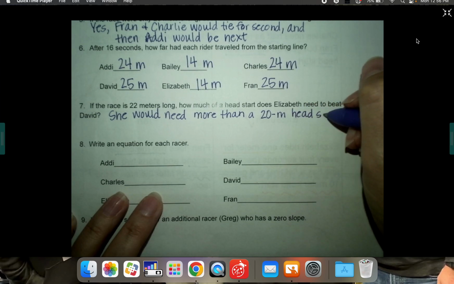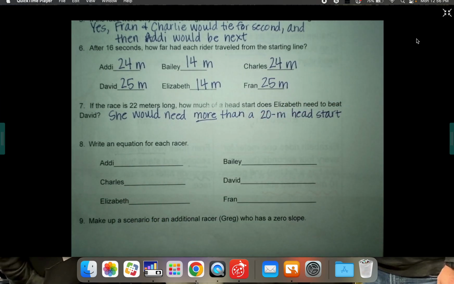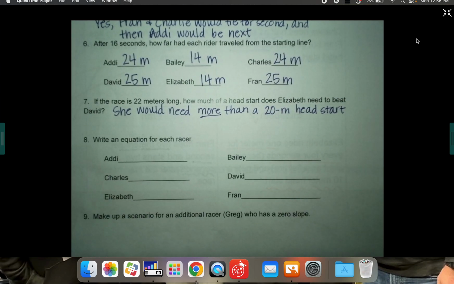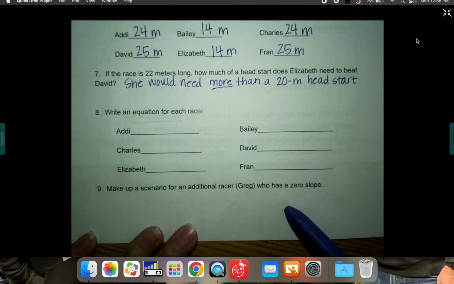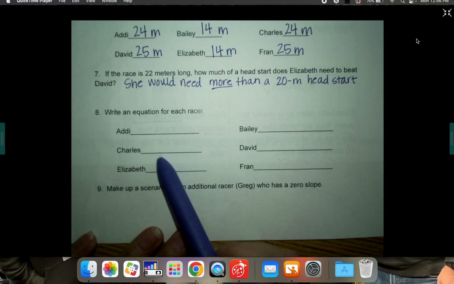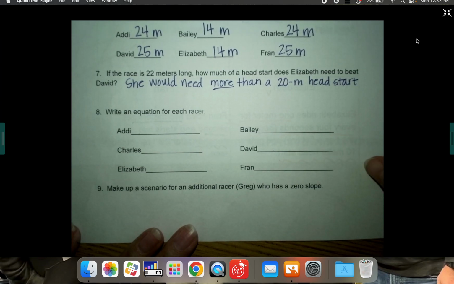So in this particular one, they would tie, but she would need more than a 20 meter head start in order to pass him, like 20.1 in order to pass him. Okay, this last part should be very easy for you now because we have written equations for weeks and weeks. Let's look at each line and see if you know how to put y equals the slope x plus the y-intercept.